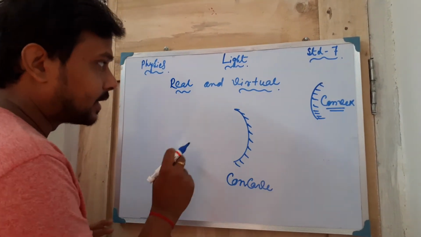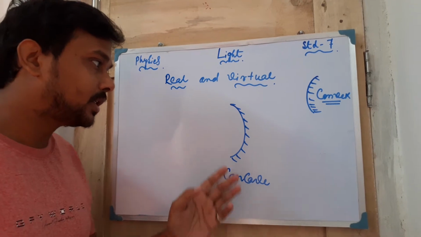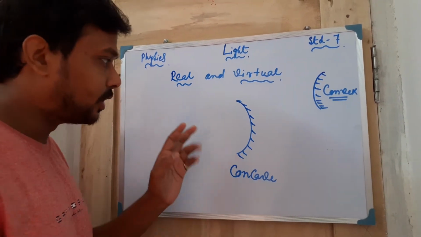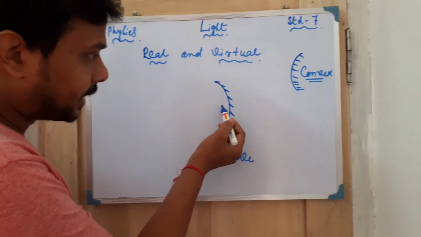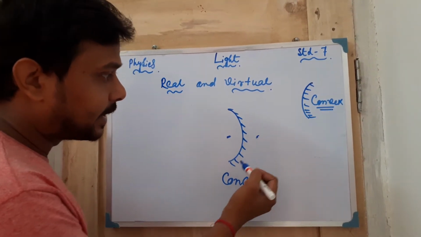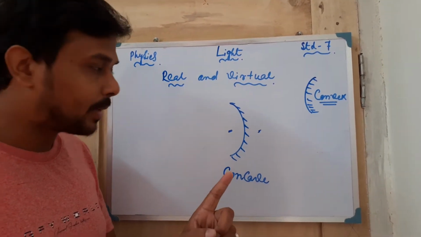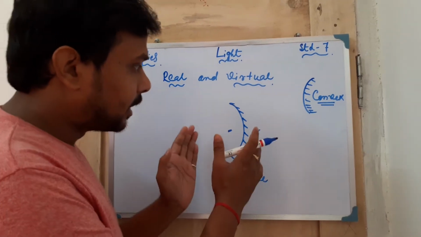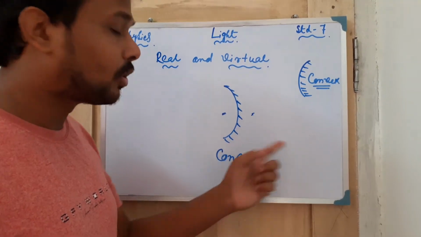So in this case, a different type of image will be formed. I mean to say that the image which will form will not be just behind the mirror. This side is the reflecting side and this side is the non-reflecting side. In the case of a plane mirror, the image is formed just behind the mirror, that means on the non-reflecting side.